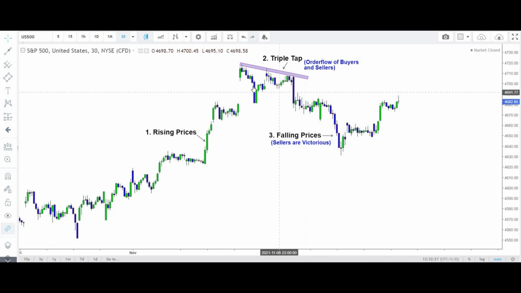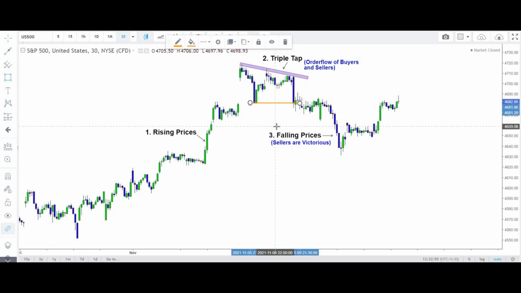So what I can do is, once I see this particular setup in the live market or in real time, I can go ahead and take my position right after the breakout of this triple tap trading setup. Say, for example, I can take my entry right after the breakout exactly over here.